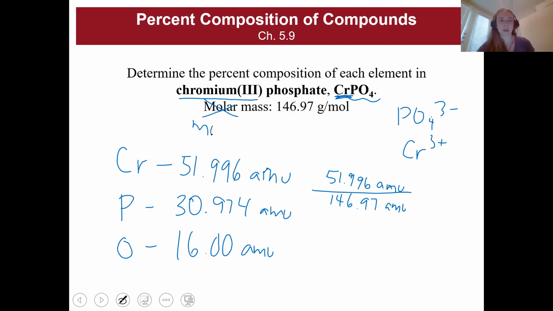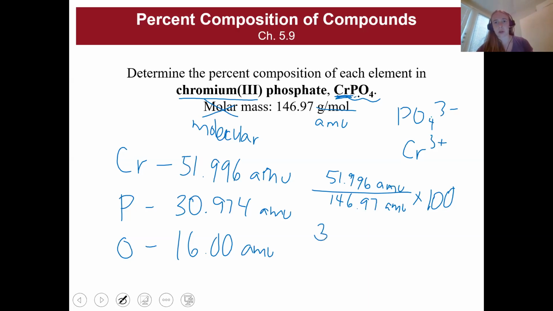Sorry, these are old slides. Should be the molecular mass. Sorry, molecular mass, and that should be in AMUs. I apologize. I'm getting ahead of myself. And then we multiply by 100 to get a percentage. I'm going to write out the rest of them here as well.